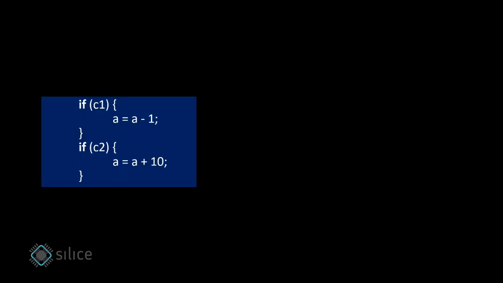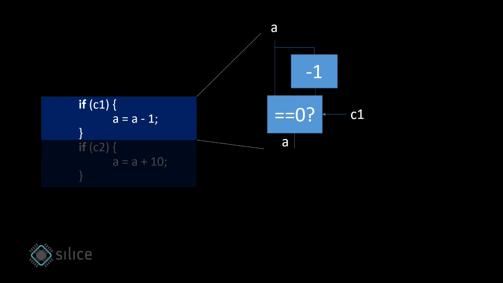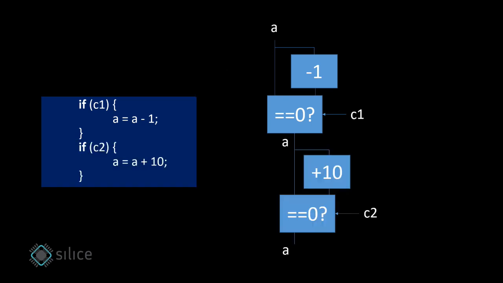Now let's talk about a difficulty that is known as combinational cycles. Let's consider this piece of Silice code. The first part is fine and will become this circuit. The second part reuses the value of A, which has just been updated. This again results in a loop in the circuit.